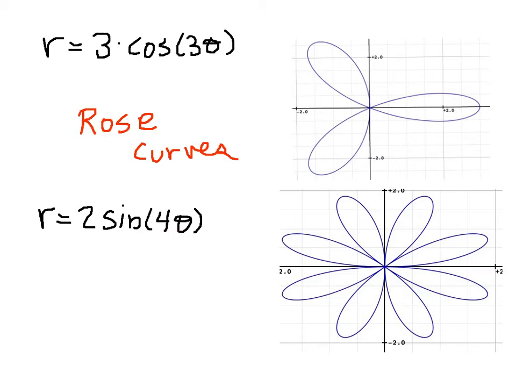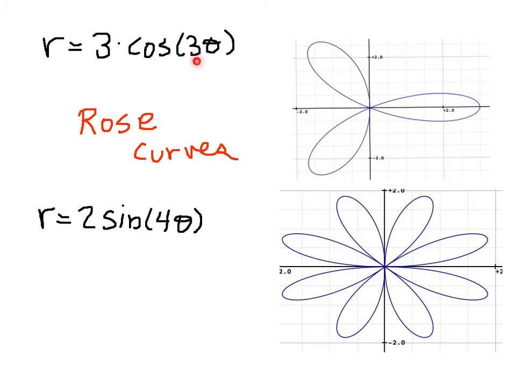So, you know, the length of any of these is going to be 2. And how many are there? 1, 2, 3, 4, 5, 6, 7, 8. Now, cosine and sine don't determine how many petals there are. That's determined by the coefficient on the theta.